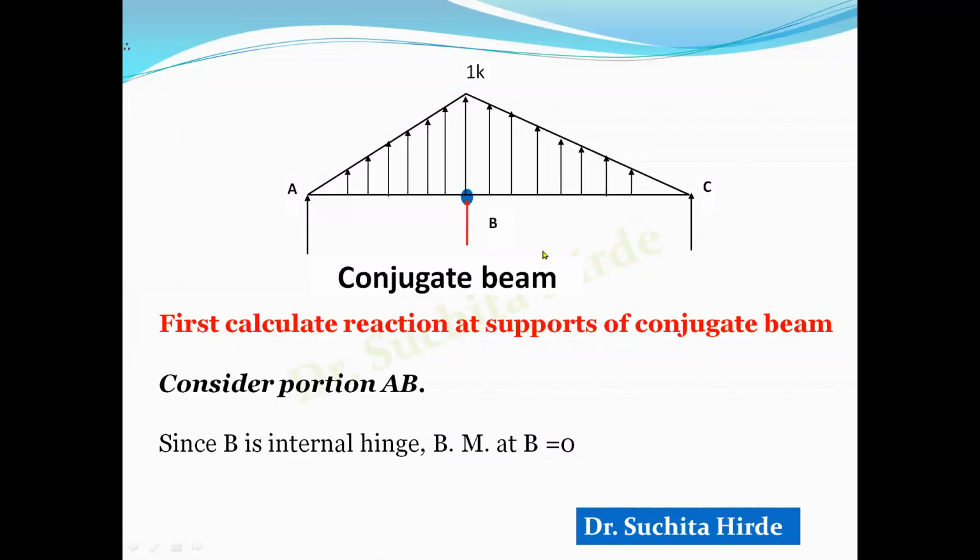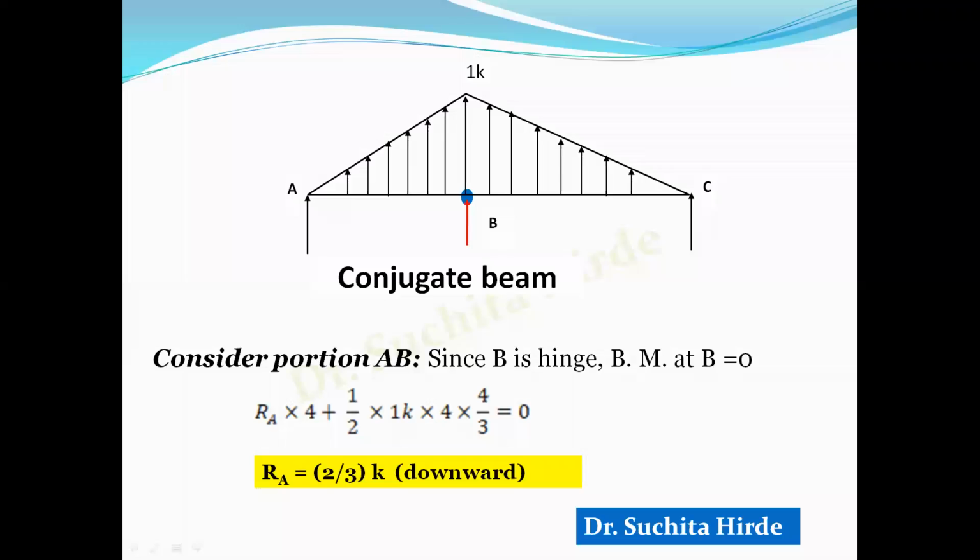So we know that whenever there is a hinge in the beam, then we can always apply the condition bending moment at that hinge equal to 0. Bending moment means taking moment of the forces from one side only. And therefore, first we will apply the condition bending moment at B equal to 0. So first we will consider the left part of this and we will calculate RA.